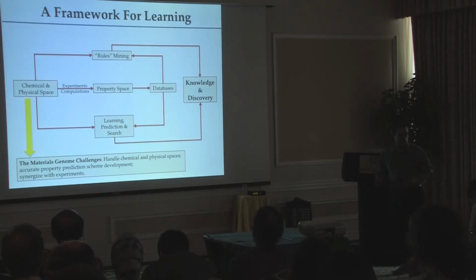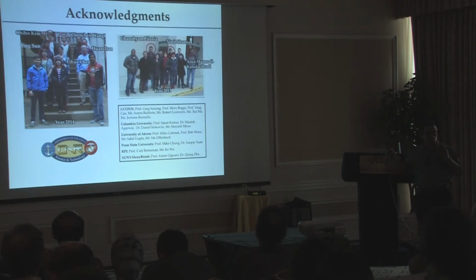So I want to finish with this last slide, right? So here is a flowchart I had shown earlier. This is going to be an enormous challenge. We need to handle the chemical and physical spaces right, realistically. We need to be able to predict properties accurate enough. We need state-of-the-art computational tools, and of course, we need to synergize. We need to speak and converse with the other part of science, the experimentalists as well. So with that, I'm going to finish up.